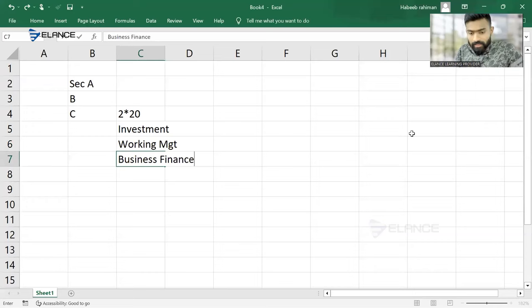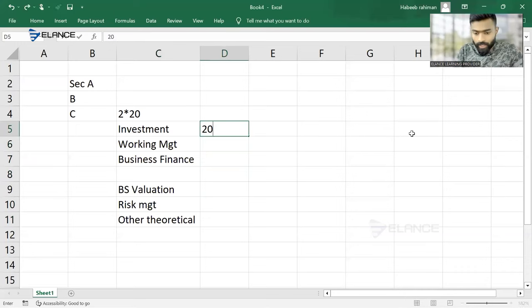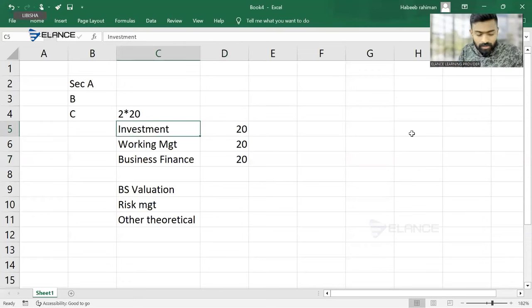business finance. There are other topics in FM, one is business valuation. Another topic is risk management. Plus there are a lot of other theoretical parts. Approximate exam weightage, 20 marks, 20 marks, 20 marks from these modules. Out of these three, any 2 could be asked in section C.